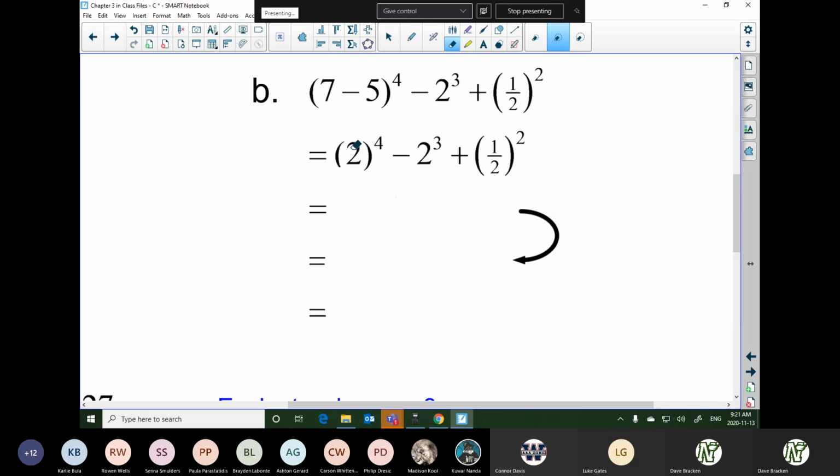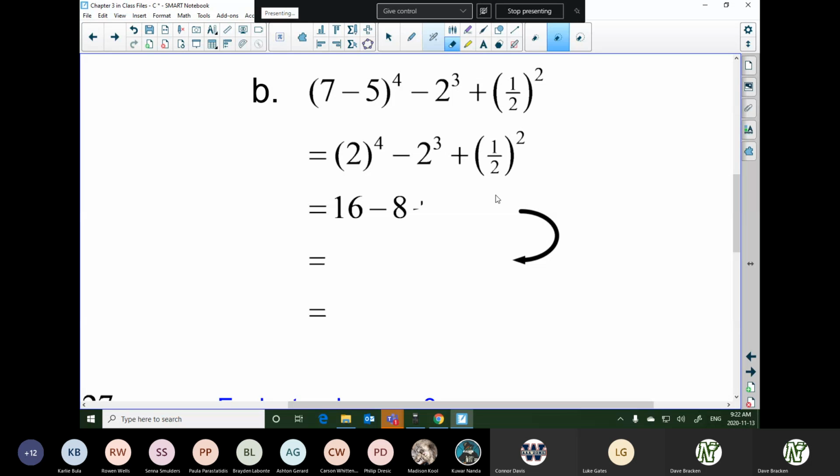So I'm going to go 2 to the power of 4 is 2 times 2 times 2 times 2, which is 16. Take away 2 to the power of 3, which is 8. And now let's remember how we tackle a half raised to the power of 2. If you remember, we take the numerator and raise it to the power of 2, and the denominator we raise it to the power of 2. Both of those get raised to the power of 2. So when we figure this out, here's our next step. Showing our work for somebody to mark this, we want to show each of our steps.